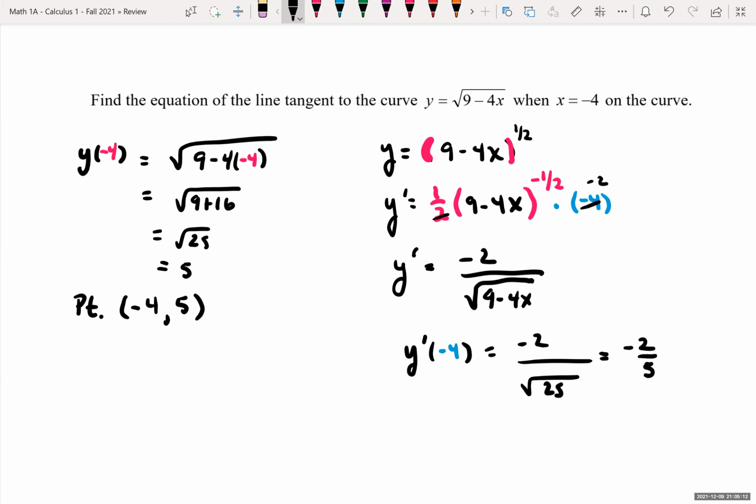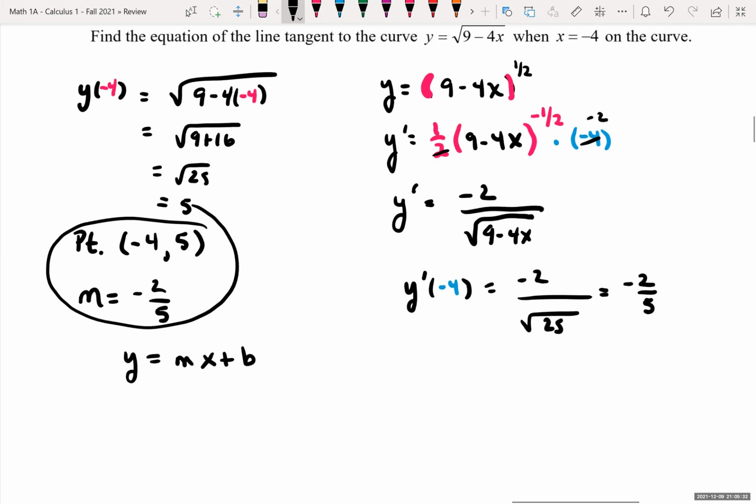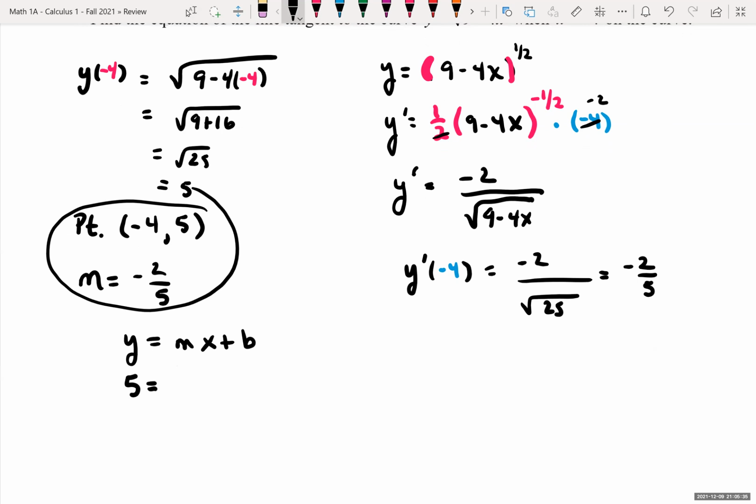So we now have a point and we have the slope -2/5. You can use your point slope formula. I tend to like to use y equals mx plus b. Let's plug in what we know from our point and our slope, and then we can solve for b. The y value of our point is 5. So we have 5 is equal to our slope -2/5 times x, which is -4, plus b. So we have 5 is equal to 8/5 plus b.